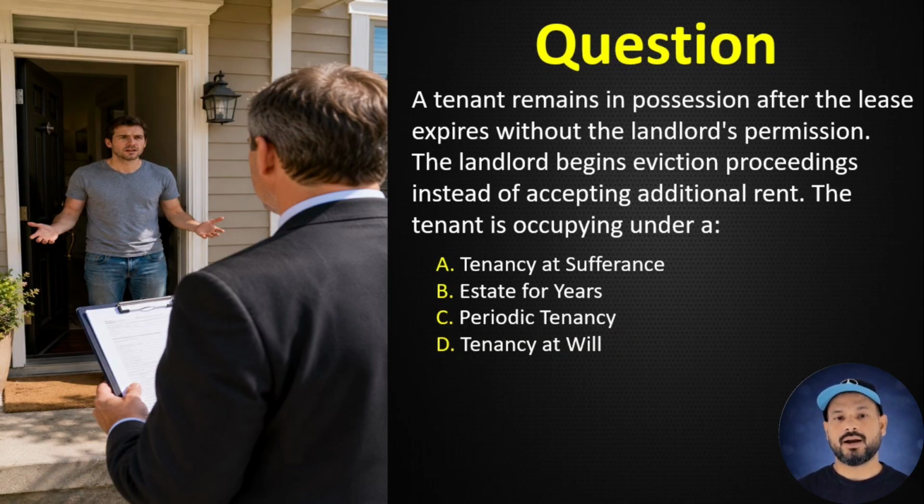Question number 25. A tenant remains in possession after the lease expires without the landlord's permission. The landlord begins eviction proceedings instead of accepting additional rent. The tenant is occupying under A. Tenancy at sufferance, B. Estate for years, C. Periodic tenancy, D. Tenancy at will. Correct answer A. Tenancy at sufferance. Tenancy at sufferance occurs when a tenant remains after the lease ends without consent.